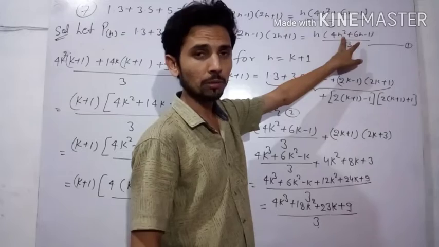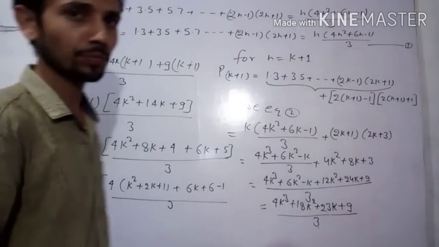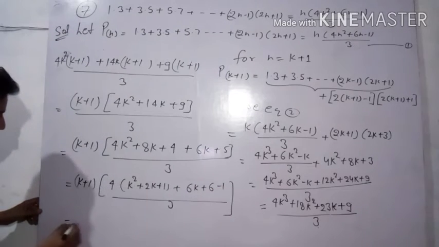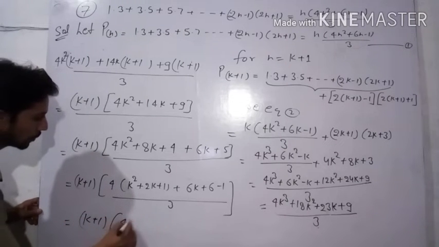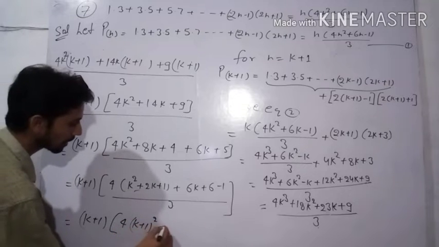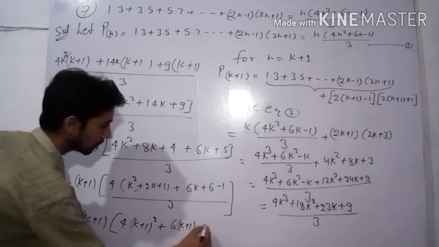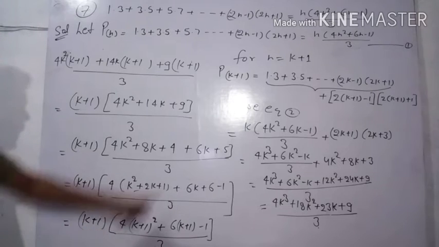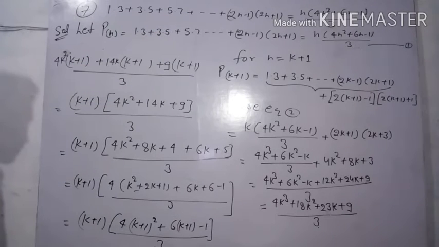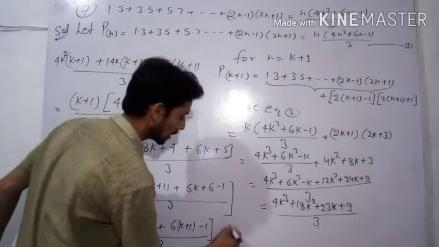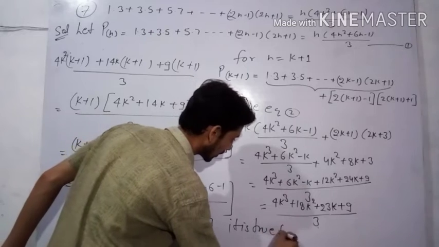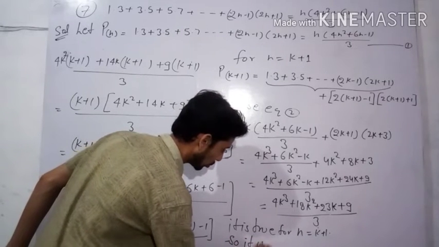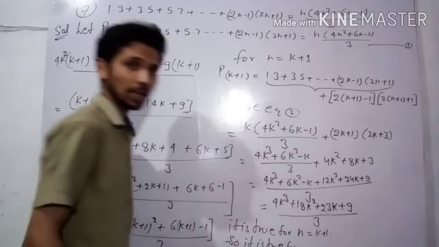At the place of n, we want to change it to k plus 1. So now your formula is k plus 1 into 4 into k plus 1 whole square plus 6 into k plus 1 minus 1 upon 3. It is your formula. At the place of n, k plus 1 is here. So it is true for n equals k plus 1. So it is true for n belongs to natural numbers.